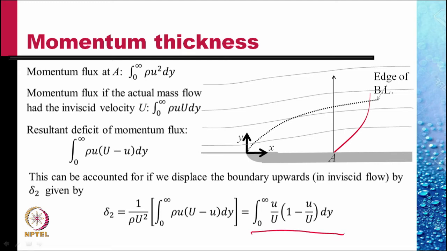Recall that u by U within the boundary layer on a flat plate, which is self-similar, is a function of eta, which is y over delta. If we express this as an integral in terms of eta, then this would be independent of x. And that's what we do next.